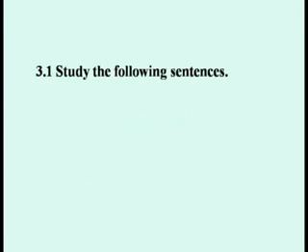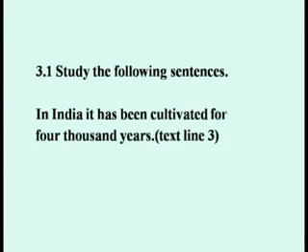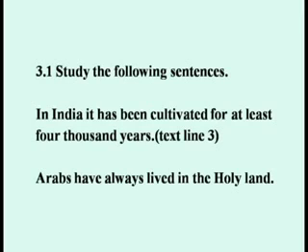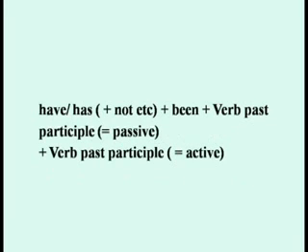Structure study. Study the following sentences. In India, it has been cultivated for at least 4,000 years. Test line 3. Arabs have always lived in the Holy Land. The construction has been plus verb past participle is passive, verb past participle is active. The present perfect tense is often used to indicate an action that began in the past and still continues.